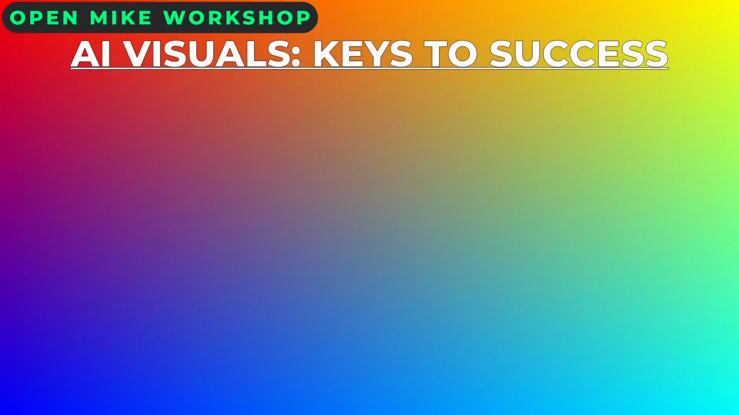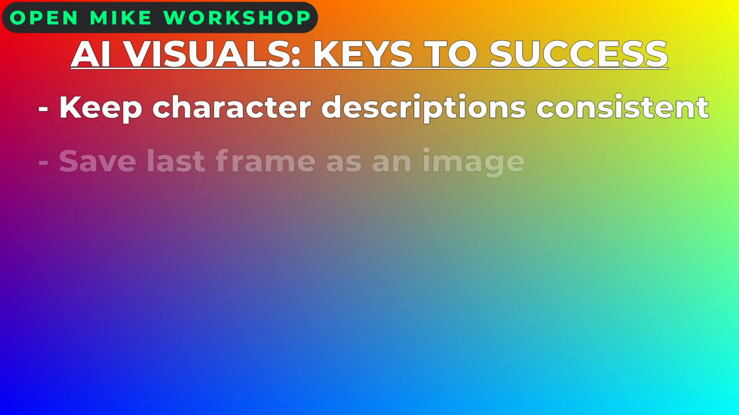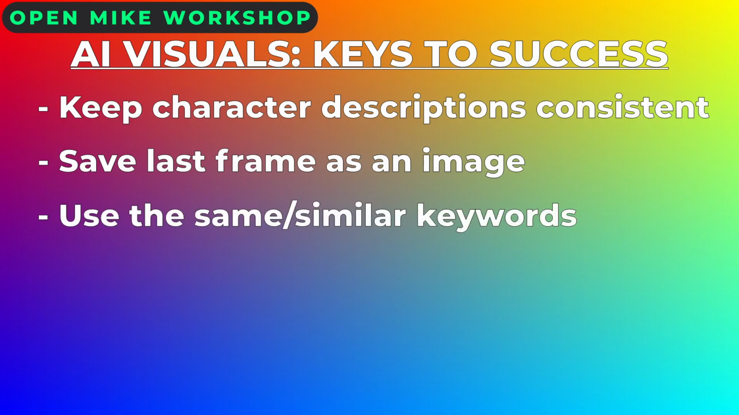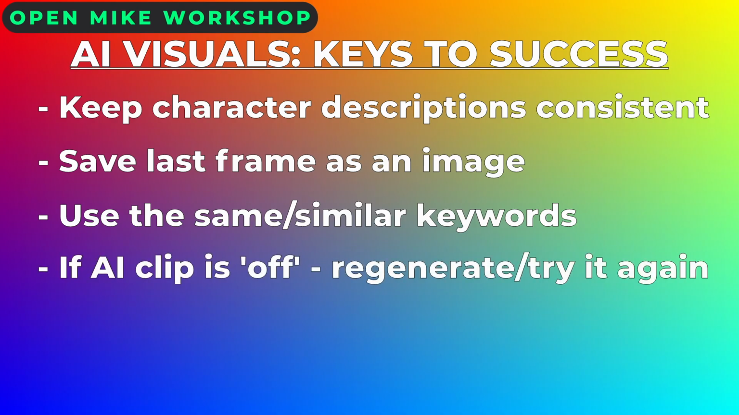So here are some tips to keep in mind. Keep character descriptions consistent word for word, or Grok or Meta, they'll drift in what they're showing you. Save every last frame screenshot as an image. You'll thank yourself later. Use the same keywords in every prompt for visual consistency. And if the motion looks weird, you could regenerate that one clip and try it again. Maybe it was the image that was a little off.